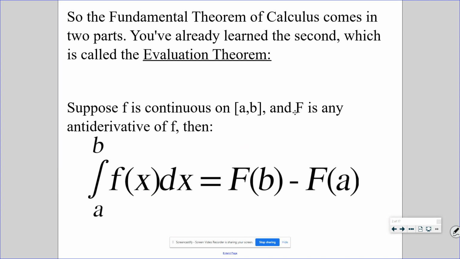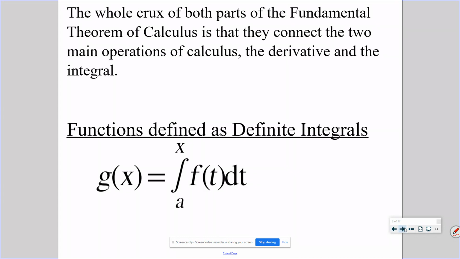The evaluation theorem, to review, basically just means that if you're taking the antiderivative from a to b, or finding the area under the curve from point A to point B of a function, you antiderive, and then you plug in the value of b and the value of a and subtract the 2, and that gives you your total area. The first part of the fundamental theorem of calculus really has nothing to do with the evaluation theorem.